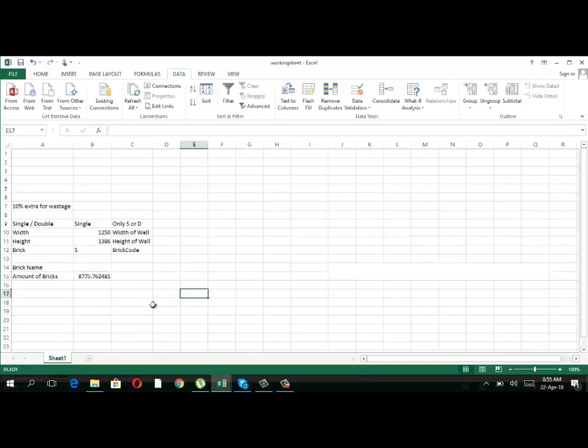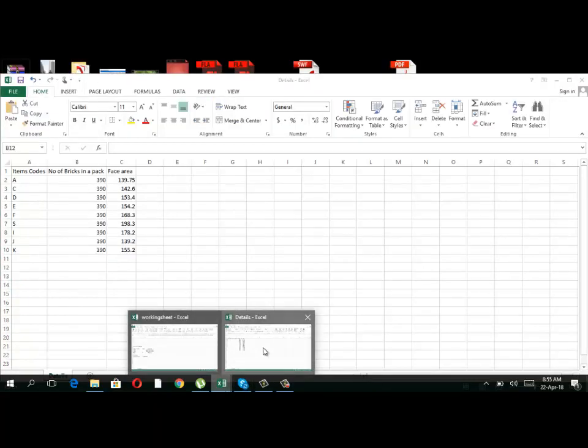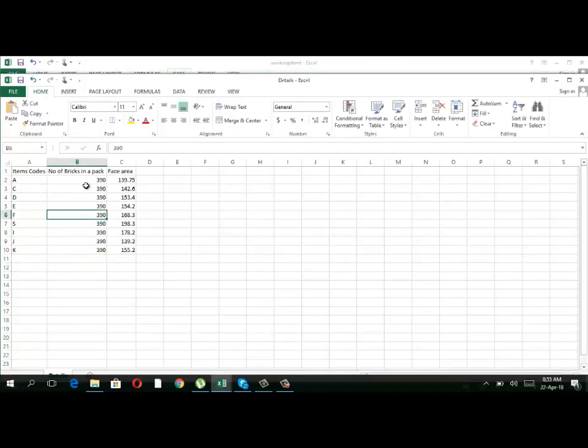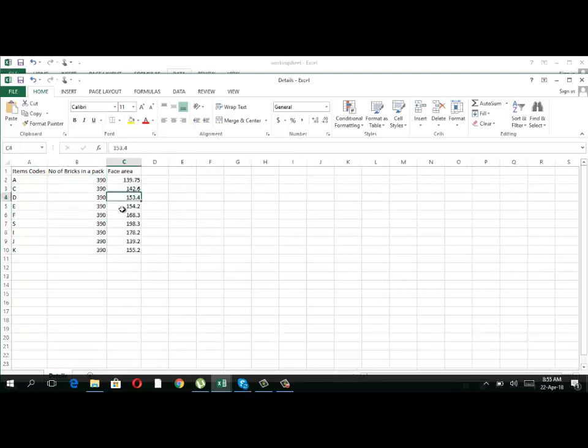Now, the question over here, I'll do this again for you, don't worry. We have two sheets: one is a working area, and one is this. I have some types of bricks, with the item codes or brick codes for them, labeled with different codes. There are 390 bricks available in every pack. The face area of the brick is different for every brick pack that you might have.